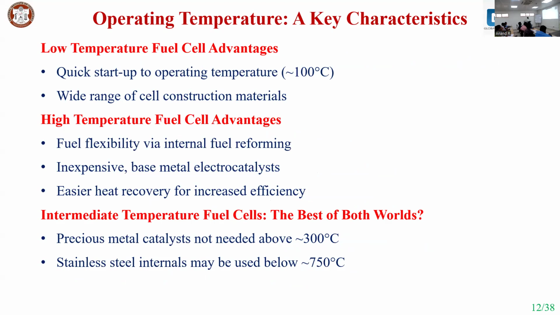Now the characteristics of the different fuel cells. Low temperature fuel cells can start the process very quickly, because the maximum temperature you can attain is 100 degrees. A wide range of cell construction materials are available. Even waste biomass material or activated carbon that comes out of the environment can be converted into an electrode, and it can withstand that temperature. Low cost materials can withstand up to 100 degrees, so we can construct the fuel cell at minimum cost when the operating temperature is about 100 degrees.